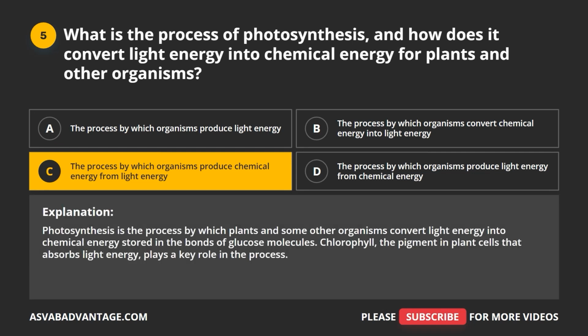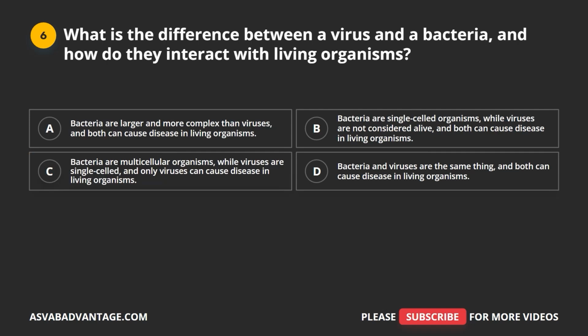Photosynthesis is the process by which plants and some other organisms convert light energy into chemical energy stored in the bonds of glucose molecules. Chlorophyll, the pigment in plant cells that absorbs light energy, plays a key role in this process.